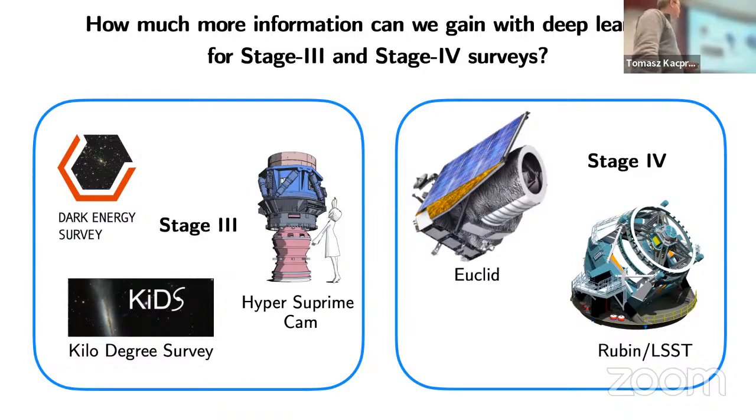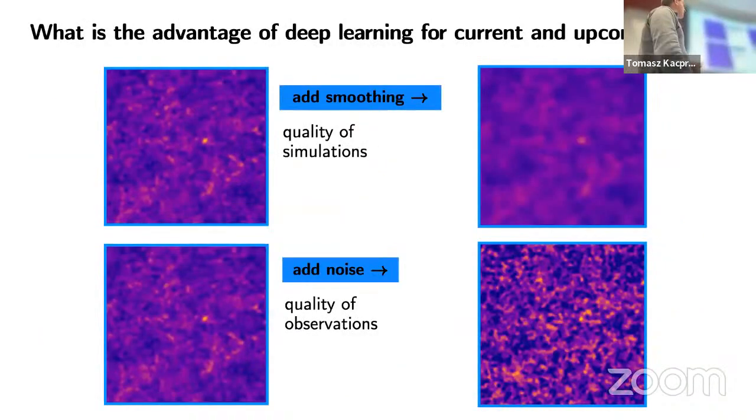So with that question, we started to look some time ago into these different regimes of data. We started with two criteria. First is how well we can measure our gravitational lensing maps. So what's the quality of observations? If they are more noisy, then of course the quality is worse. And what's the quality of simulations that we can make?